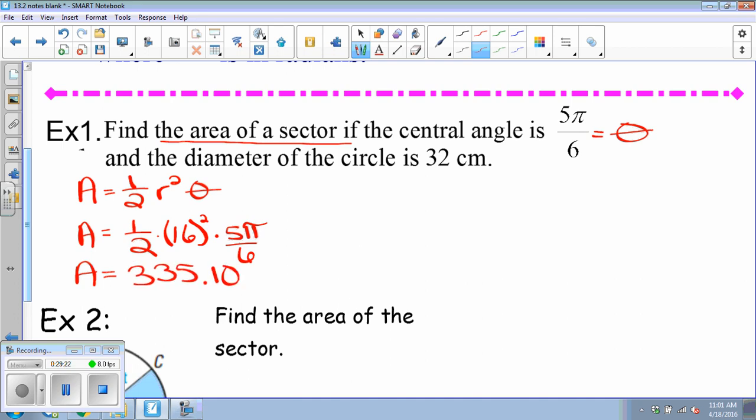335.10. What's my unit? Centimeters squared. It's area. Square centimeters. Is it necessary to put the 0? No, it's not necessary to put the 0. You could do 335.1. You want to round them to the nearest hundredth, so that we're all on the same page. Okay?